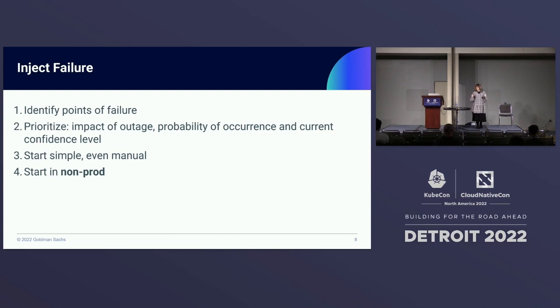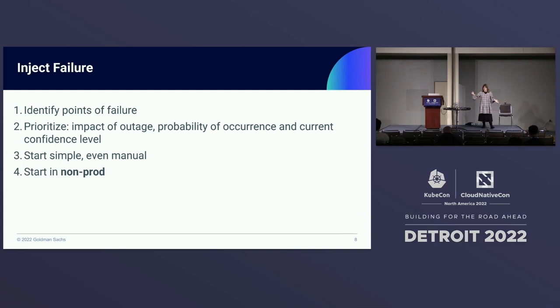When you're prioritizing, you want to prioritize based on impact. What's the worst thing that could happen if something goes wrong here? As well as the probability of it happening. And when you talk about probability, you want to avoid both sides of the extreme. If something happens every 30 minutes, there's not really much use in doing a chaos test on it, because you might not even call that chaos. It's happening already all the time.